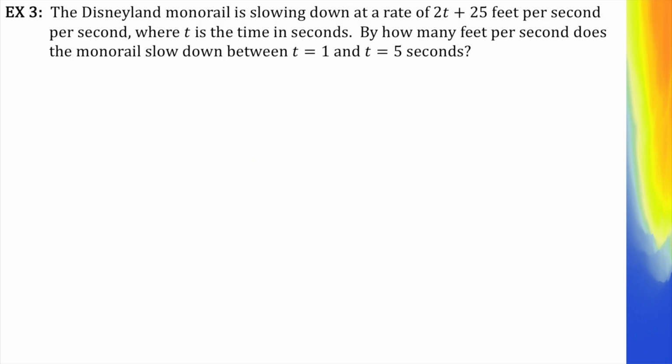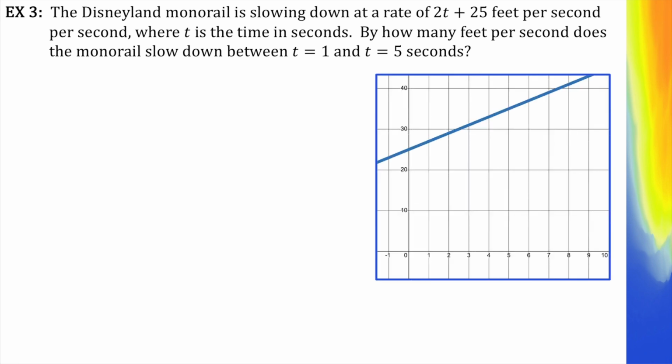Oh, now we're off to Disneyland. The Disneyland monorail is slowing down at a rate of 2t plus 25 feet per second, where t is the time in seconds. How many feet per second does the monorail slow down between t equals 1 and t equals 5 seconds? So what are we looking at?